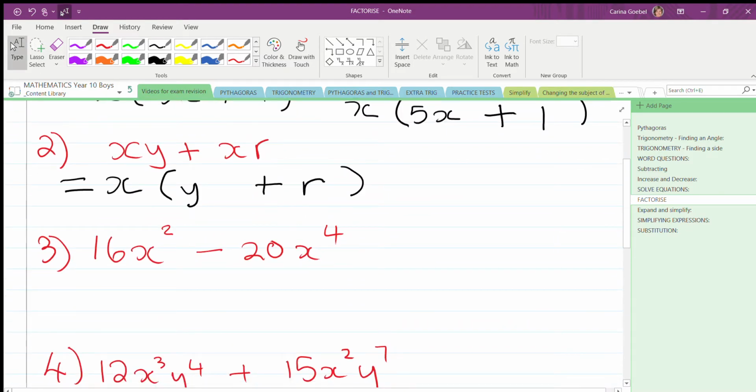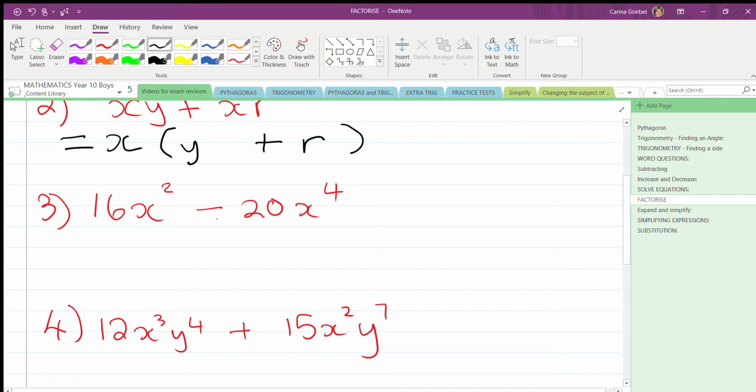Okay, so if we look here, we can see that both these numbers are divisible by 4, and they also have a minimum of x squared common. Place your bracket, put your sign. Okay, be intentional about doing your maths. Have a plan. Then you're in charge of the paper, the paper not in charge of you.